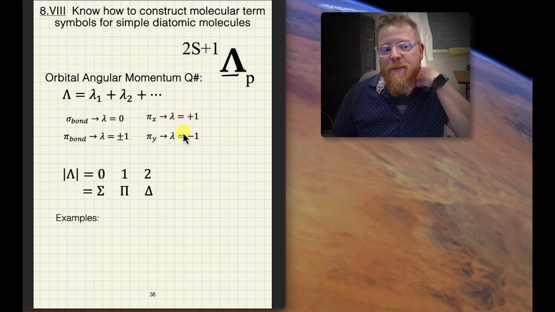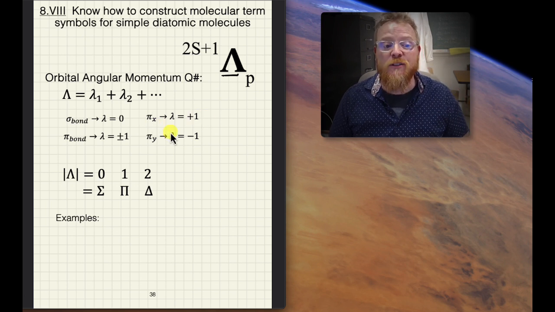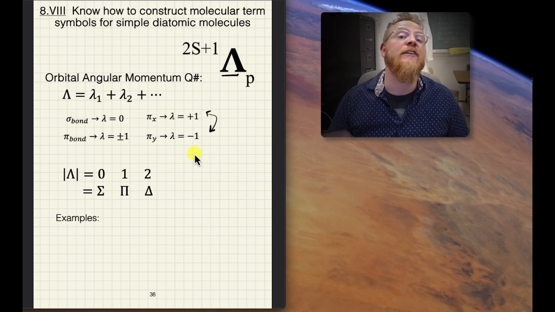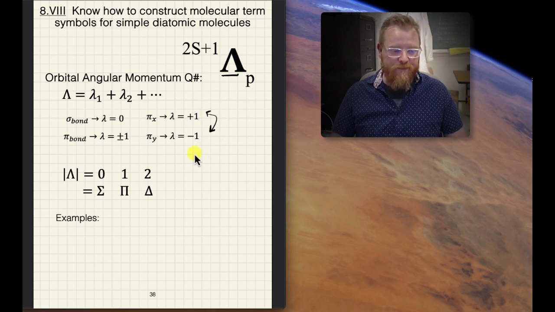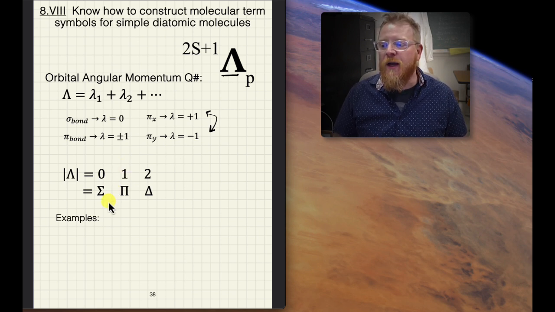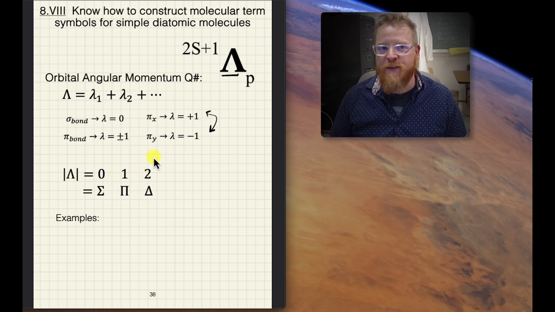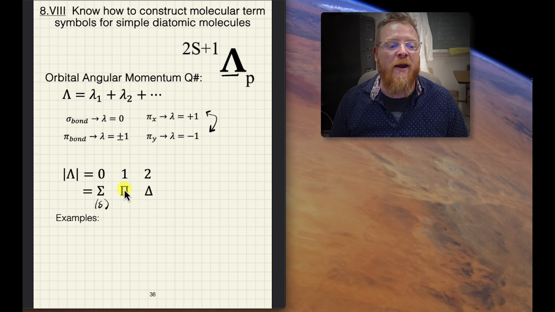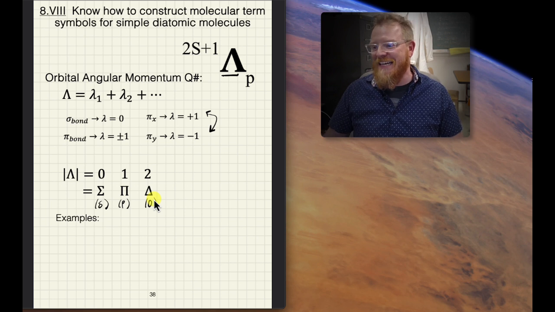So one way that I like to be consistent is I always call pi x plus 1 and pi y minus 1. You can switch those if you want as long as you are consistent. And so finally now, when we add up all of those values, the absolute value of lambda is very analogous to what we did in atomic term symbols. If it's 0, we give it a sigma. That is analogous to S from atoms, right? If it's 1, we give it a capital pi, analogous to P. And if it's 2, we give it a capital delta, which was analogous to D.